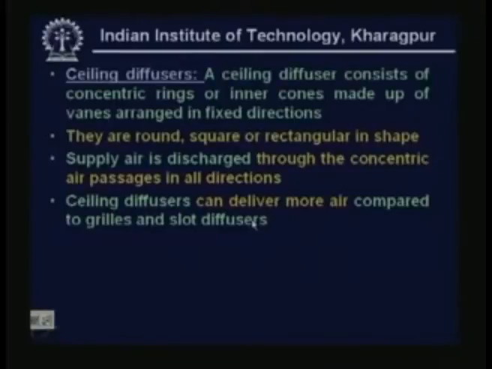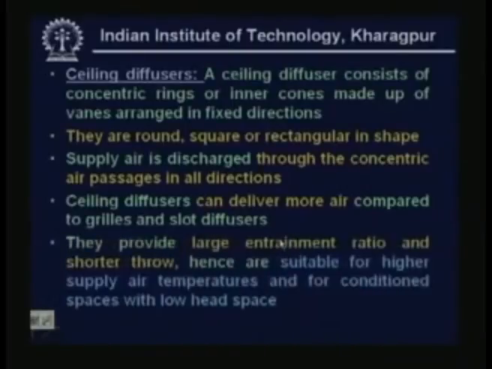Ceiling diffusers can deliver more air compared to grills and slot diffusers. This is a characteristic of ceiling diffusers, and they provide a large entrainment ratio and shorter throw. Because of these characteristics, they are suitable for higher supply air temperatures and for conditioned spaces with low head space. That means if you have an air conditioned building with low ceiling height, then you can use a ceiling diffuser because their throw is less, so the air diffuses fast. So that there is no danger of cold air entering into the occupied zone. So these are typical characteristics of a ceiling diffuser. Let me show a schematic of a ceiling diffuser.